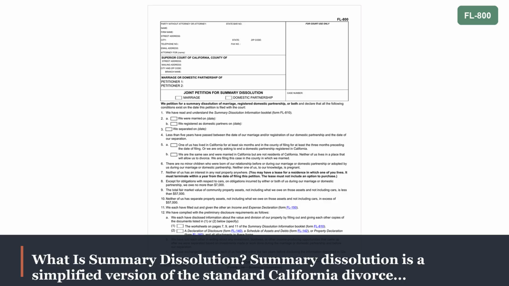You do not get to choose summary dissolution just because you and your spouse agree on everything. Both spouses must actually meet every requirement described below. If even one requirement is not met, the case has to go through the regular dissolution process instead.